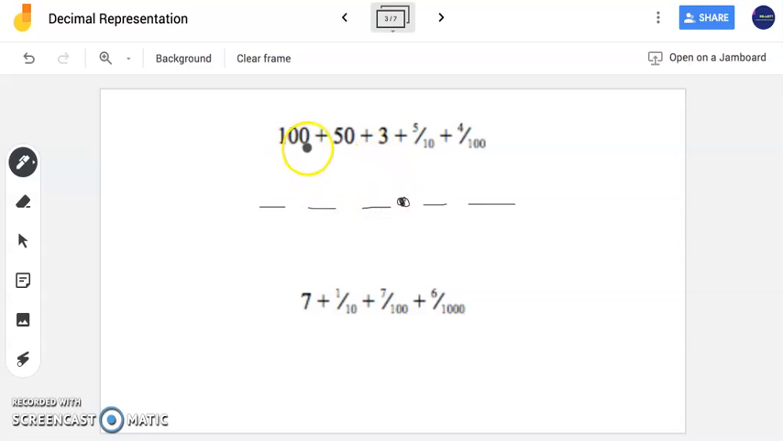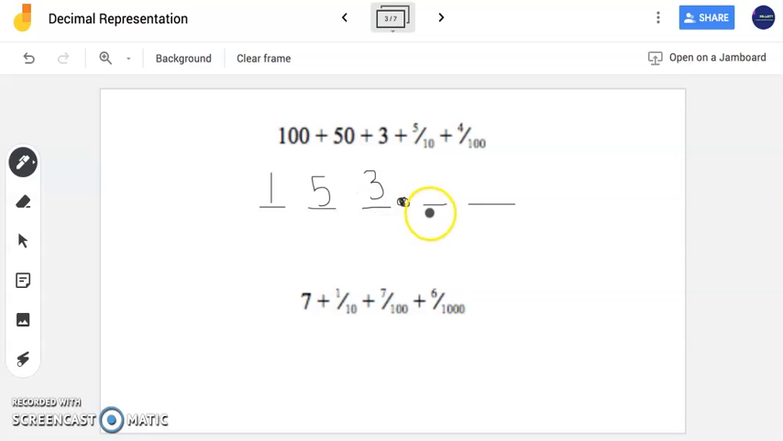Now, if I take it digit by digit, I see 100. That's the value of the digit in my hundreds place. Therefore, the digit in my hundreds place is a 1. Now here, I have my tens place and I happen to see 50. That's telling me the value of the digit in my tens place is 50. Therefore, that digit is 5. Now we just have a 3 here, so that simply goes in my ones place.